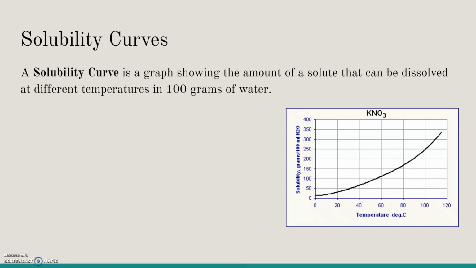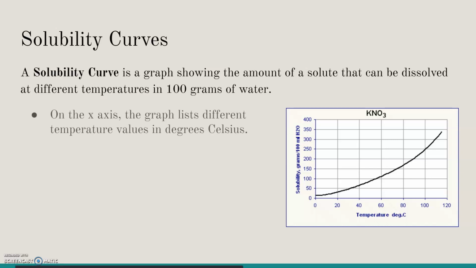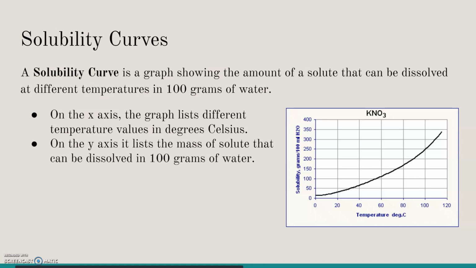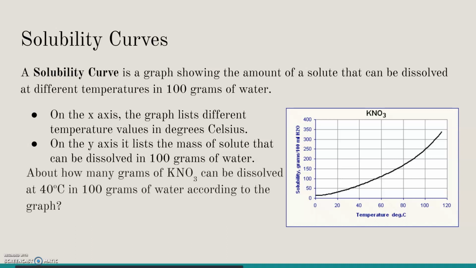This graph shows KNO3 as it dissolves in 100 grams of water. On the x-axis, the graph lists different temperature values in degrees Celsius. On the y-axis, it lists the mass of solute that can be dissolved in 100 grams of water. About how many grams of KNO3 can be dissolved at 40 degrees Celsius in 100 grams of water according to the graph? Between 60 and 80 grams.